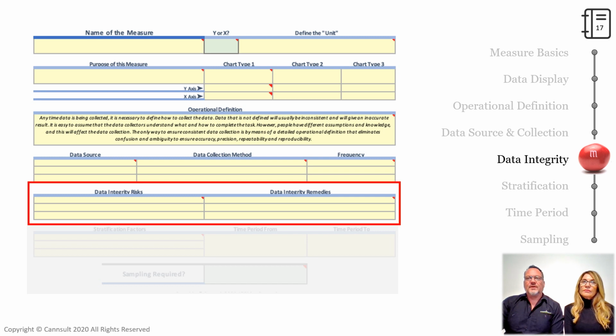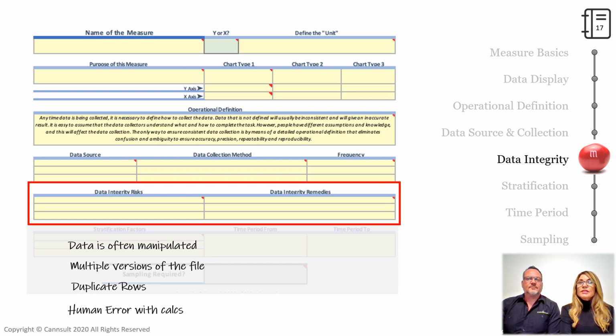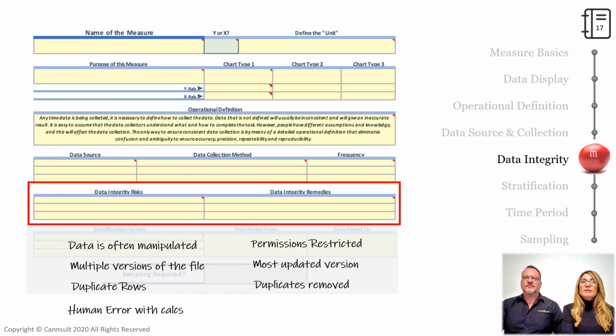This section of the form allows a space for you to identify any problems that might exist with your data, as well as how you will mitigate those issues. For example, we might identify 4 potential issues with our data. Data is manipulated, there are multiple versions of the file, there are duplicate rows in the spreadsheet, and there are some bad calculations in there due to human error. And the team has identified ways to minimize the issues. So the permissions on the file have been restricted, we're sure to use the most updated version, and the duplicate rows have been removed. And we've automated the problematic calculations.